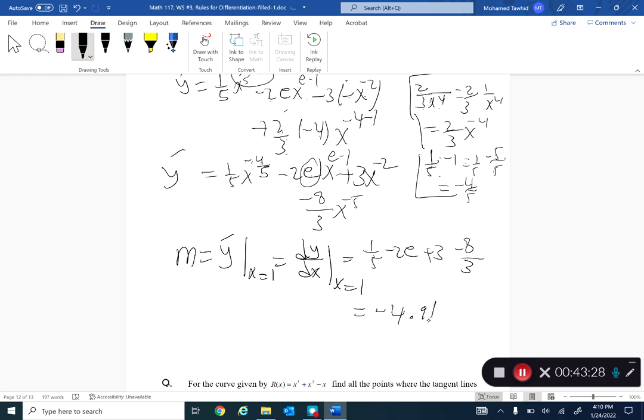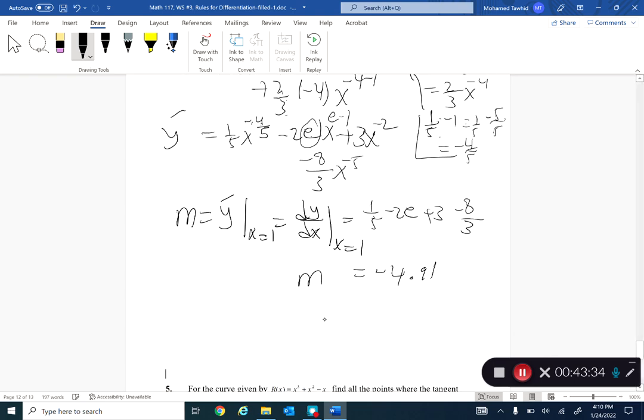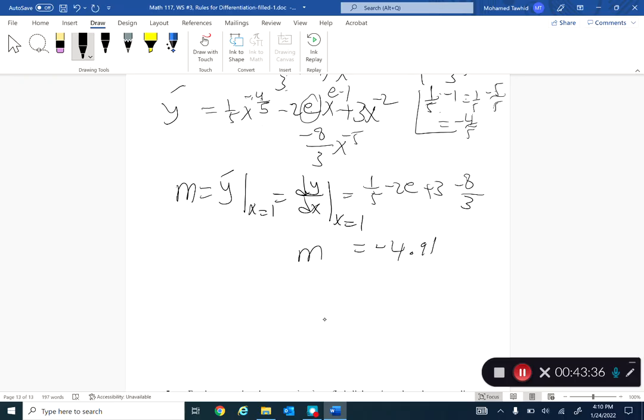-4.91, or just -4.9. So that is our slope. All right. So what is the equation then? The equation of the tangent line. The slope here is the slope of the tangent line, right? The tangent line touches the graph at one point.